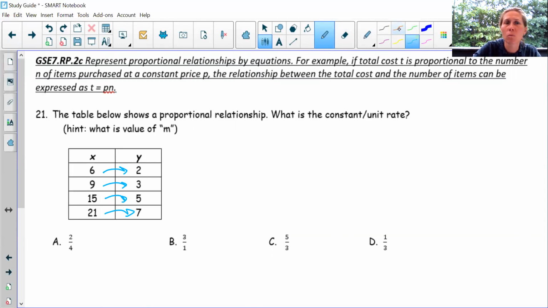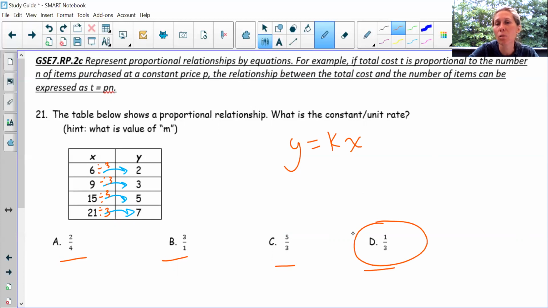Well, hold on a minute. What are we doing to 6 to get 2? We're dividing by 3 every single time. But we already said it can't be division. Y equals K times X. So which of these down here is the same thing as dividing by 3? I can take a third. When I take a third of something, I'm dividing it by 3. So it would be Y equals 1/3 X. 1/3 is the same thing as dividing by 3. So your answer is D. So whenever it gets smaller, it's going to be multiplied by a fraction.